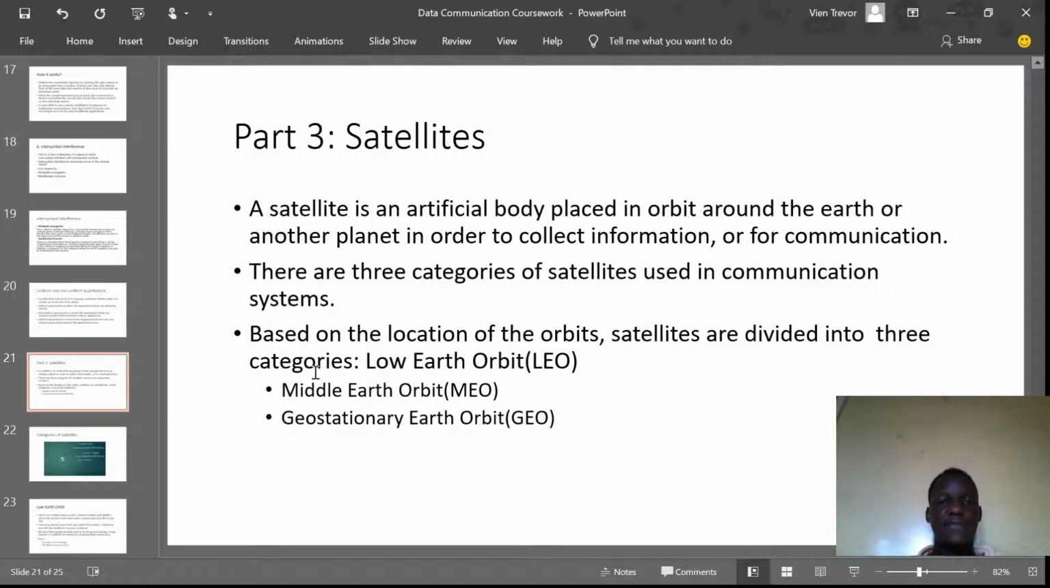A satellite is an artificial body placed in an orbit around the Earth or another planet in order to collect information or for communication. There are 3 categories of satellites used in communication systems, and they are classified according to their location on the orbits. They are divided into the low Earth orbit, middle Earth orbit, and the geostationary Earth orbit.